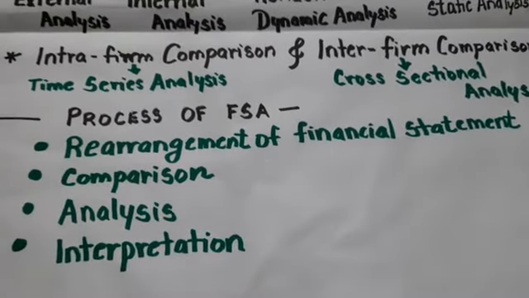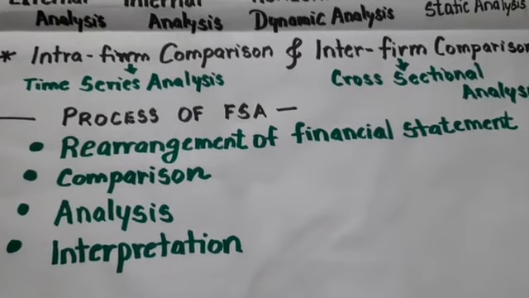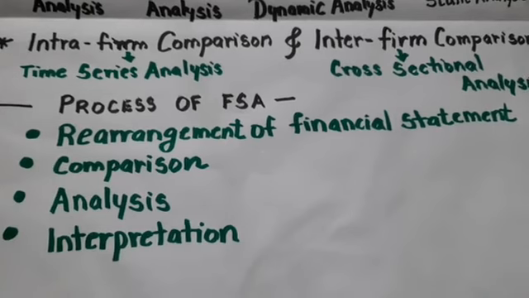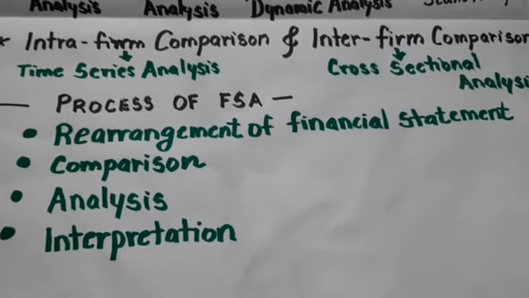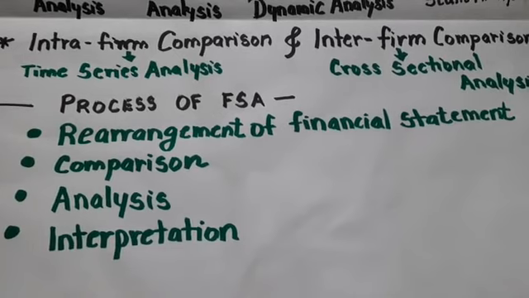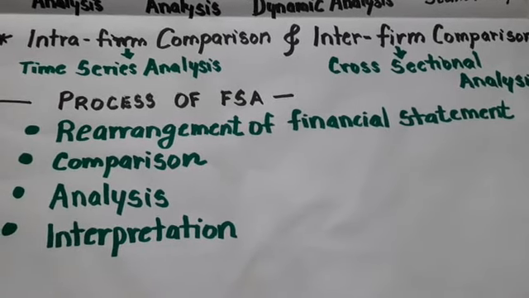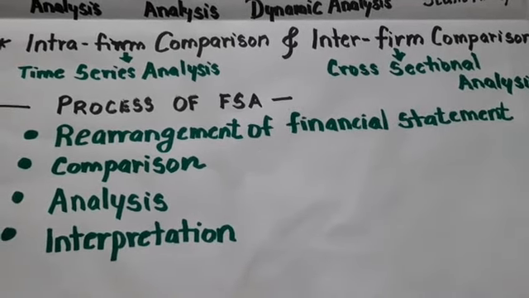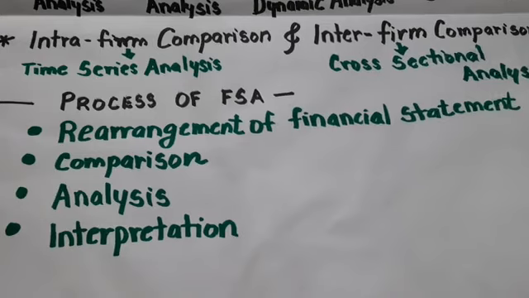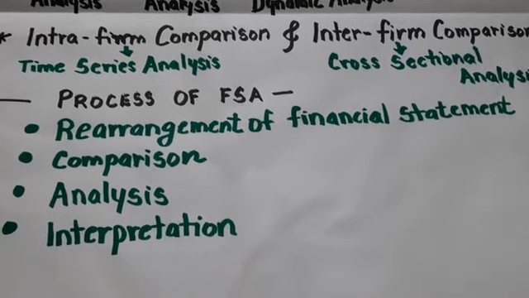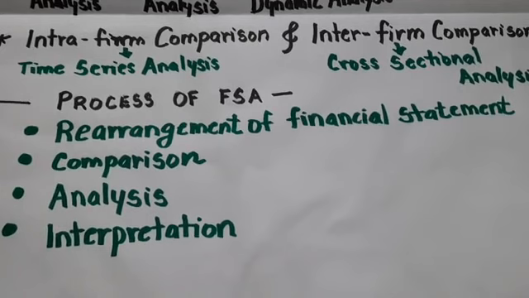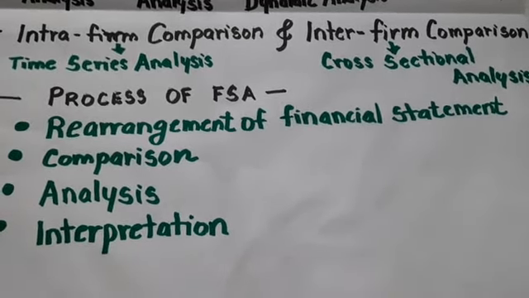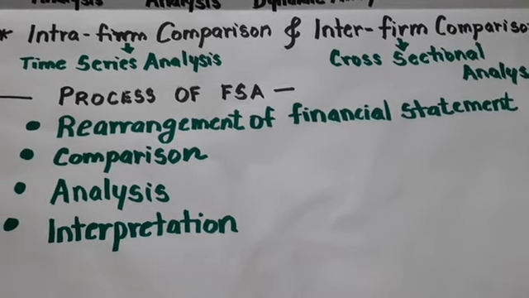The next concept related to financial statement analysis is the process. While studying the definition of financial statement analysis, we have read that it is a systematic process. So, here are some of the process which we have to go through while going for a financial statement analysis. The first one is rearrangement of financial statement. Rearrangement means we are classifying and arranging our financial statement as per the purpose of the user. After doing so, we have to go for a comparison, which is the second step.